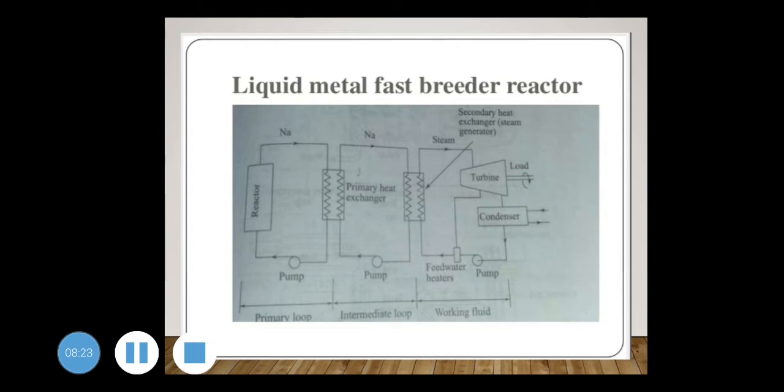Breeders were at first found efficient because they made more complete use of uranium fuel than light water reactors. But interest in using them declined after the 1960s. This is the liquid metal fast breeder reactor, and this is the schematic arrangement or diagram of the liquid metal fast breeder reactor.